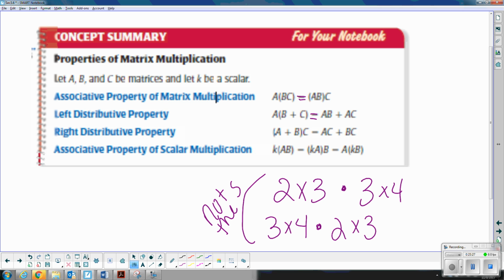So this is not the same. This one actually is undefined. And this one is defined as a 2x4 matrix.